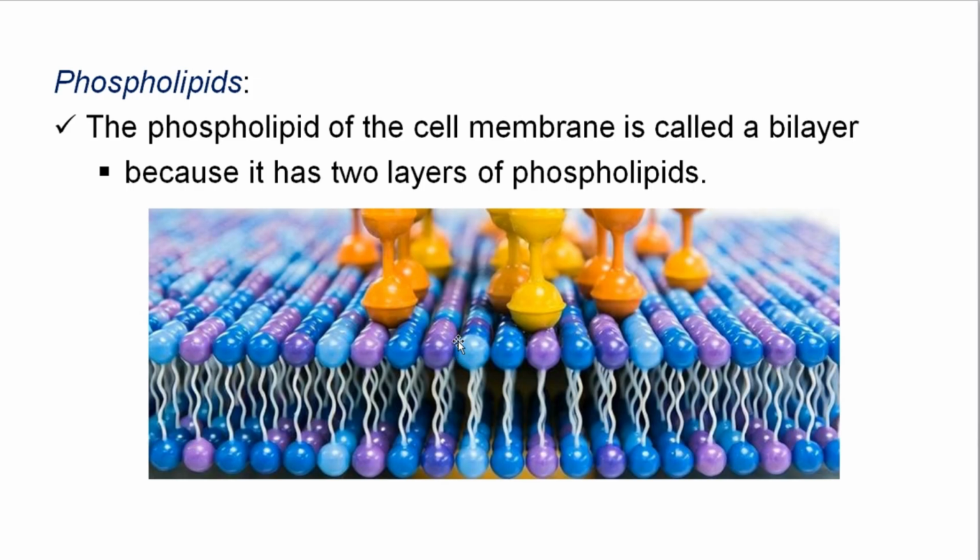There are two layers of phospholipids that form the structure of the cell membrane. That is the reason why the phospholipid of the cell membrane is called a bilayer. Bilayer means there are two layers of phospholipids that form the cell membrane. This one is one layer, this one is another layer. One of the layers is found in the outside of the cell membrane. Another layer of the phospholipid is found in the inner side of the cell membrane.